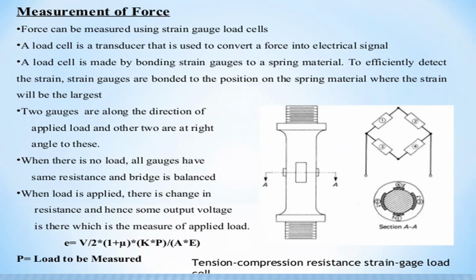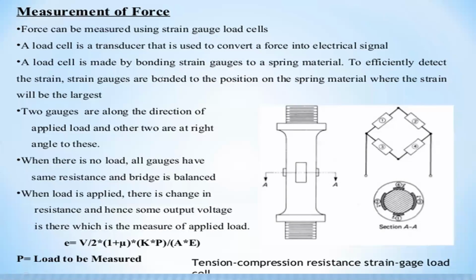Force can be measured using strain gauge load cells. A load cell is a transducer that is used to convert a force into an electrical signal. The transducer helps determine how much force is acting on the strain gauge, and that force is converted into an electrical signal. A load cell is made by bonding strain gauges to a spring material to efficiently detect the strain. Strain gauges are bonded to the position of the spring material where the strain will be the largest.